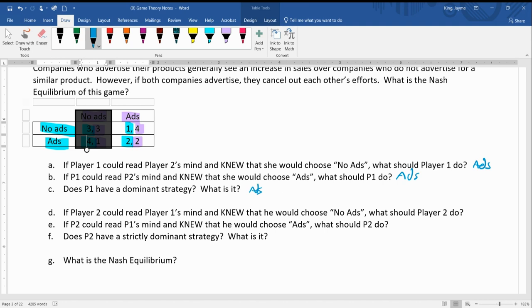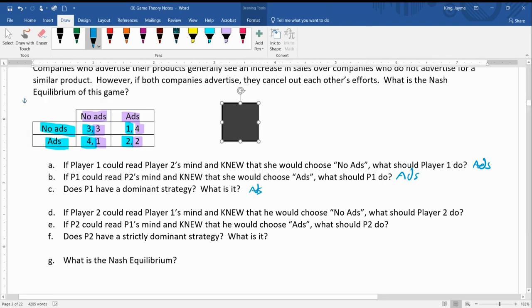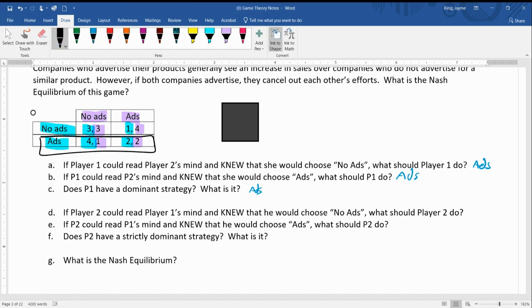All right, now let's do the next one. So player 2 can read player 1's mind, and they know that player 1 is going to choose no ads. So I'm crossing this guy out. What's player 2 better off doing? Well, their outcomes are either 3 or 4. 4 is bigger, so that's better. So they should choose to do ads.